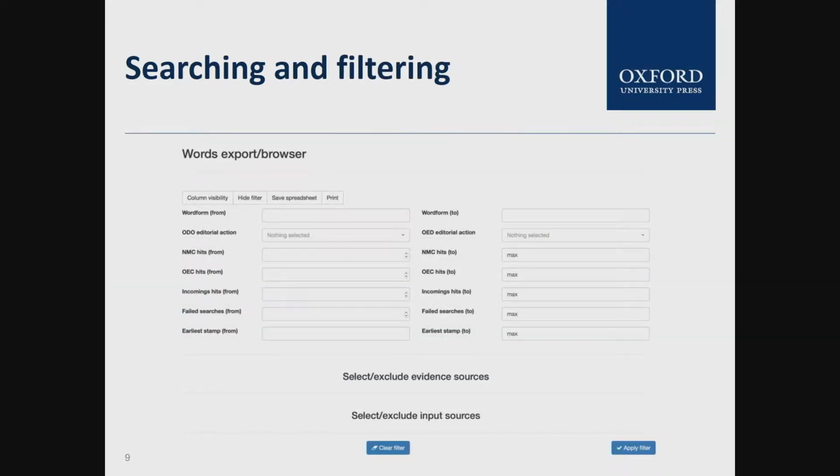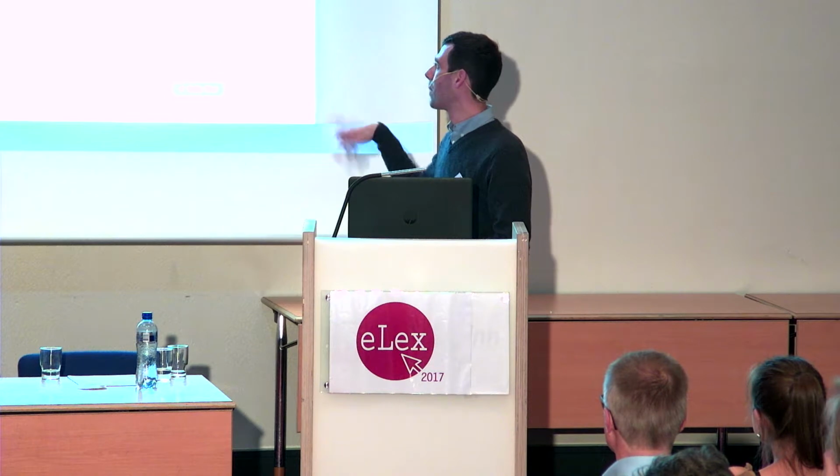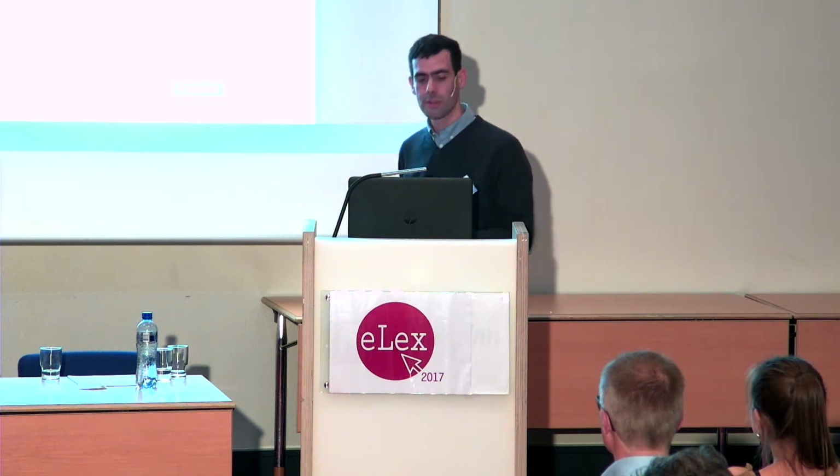We can also search and filter. So you could say, only give me something that has a frequency of, say, 10,000 in the corpus, but then doesn't appear in these various sources. So there are various ways of filtering.